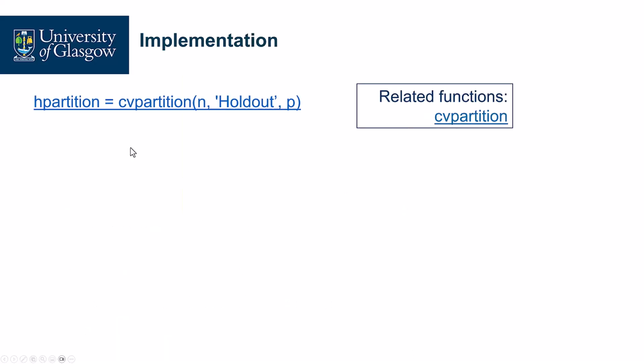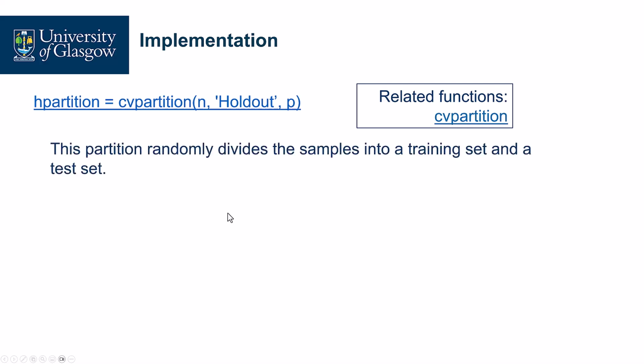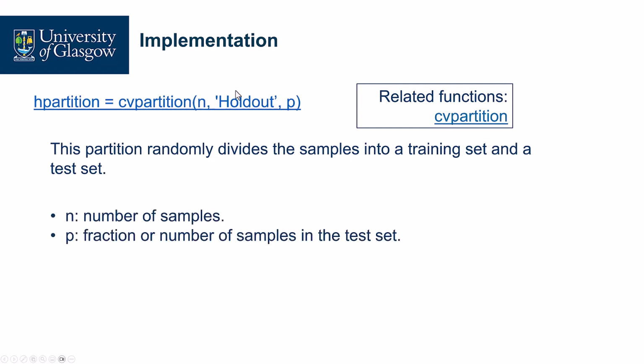We can use this function called cvpartition. When you click this link, you can find this help file. So what does this function do? This function will divide the samples, or the full data set, into a training set and a test set. It has two arguments, n and p. n is the total number of samples in the full data set, and p is the number or percentage that will be reserved for the test, right?